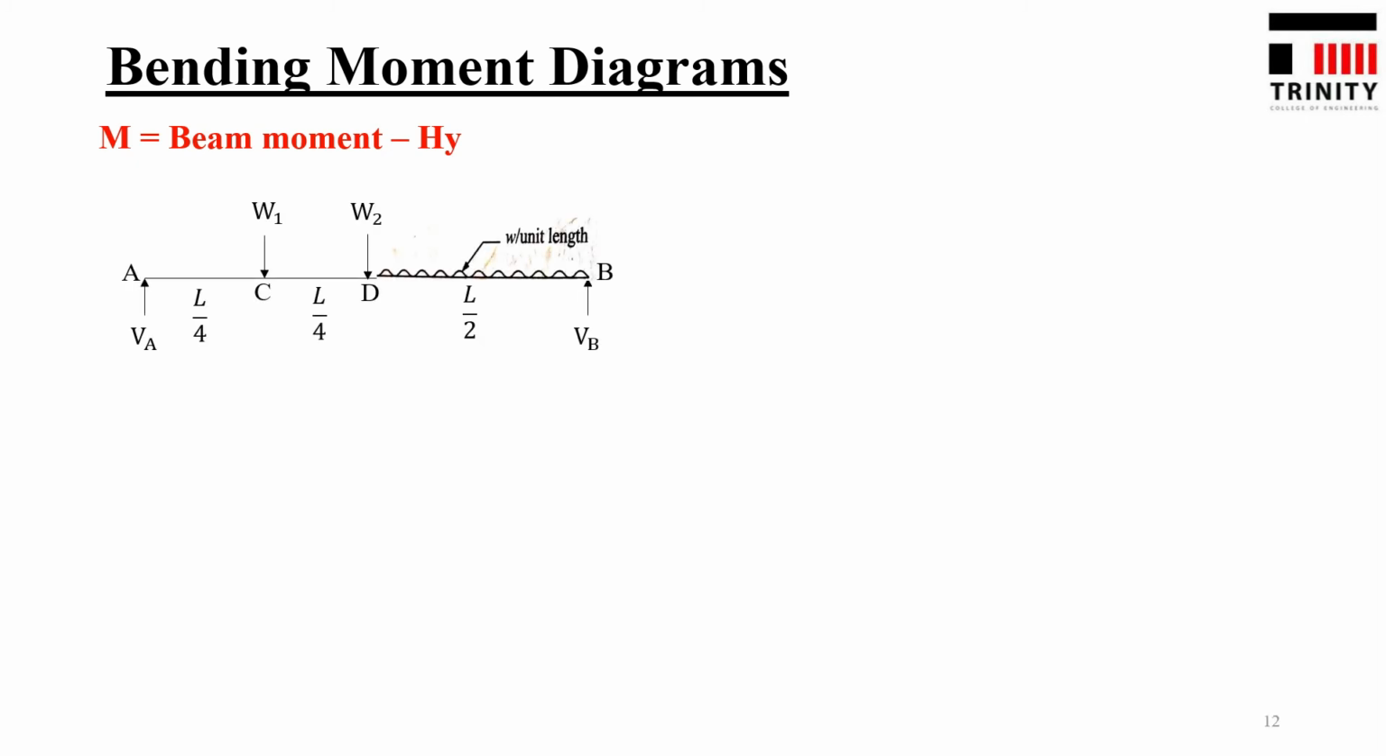So for that, consider an arch which is loaded as shown in the figure. First you need to calculate the beam moment, that is simply the beam moment at any section. So first calculate the beam moment at A and B, and then under the loads calculate the beam moment, that is MC and MB.